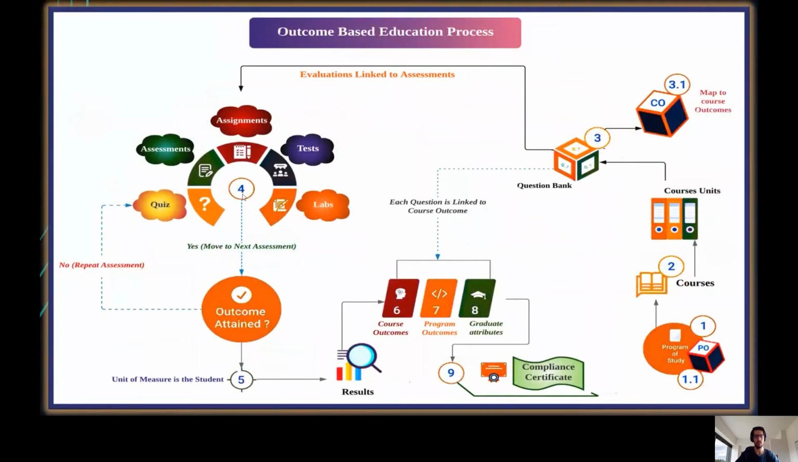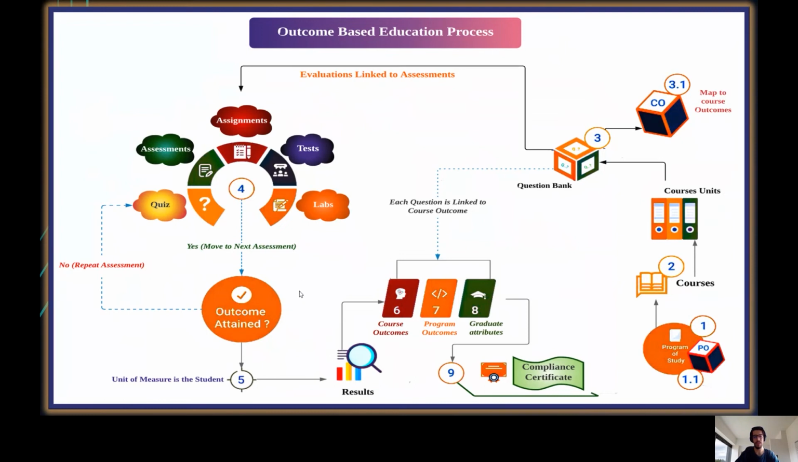And here we need to apply a yes or no decision. If the student attained the outcome of the course, he will pass to the next step. Otherwise, he needs to repeat the assessment. We need to keep in mind that the unit of measure here is the student.